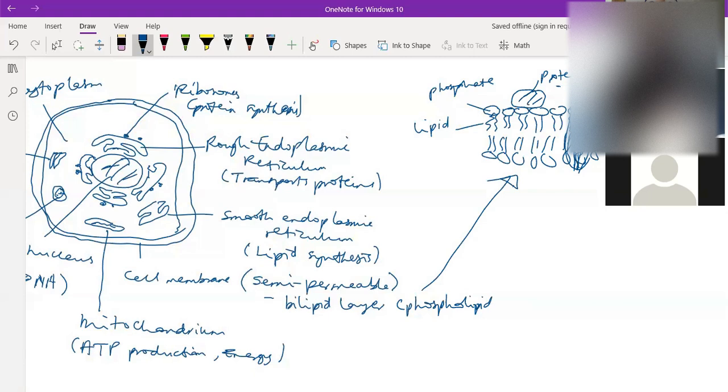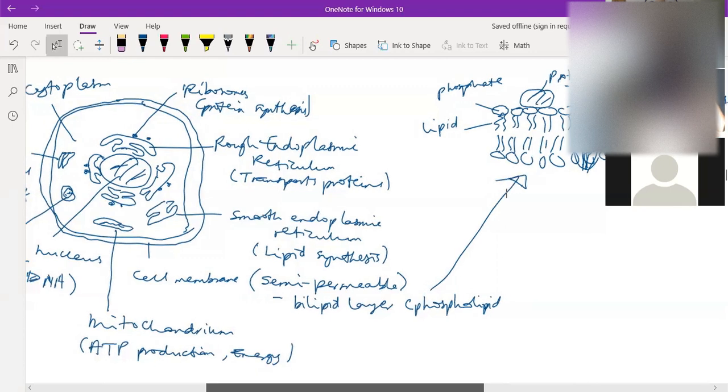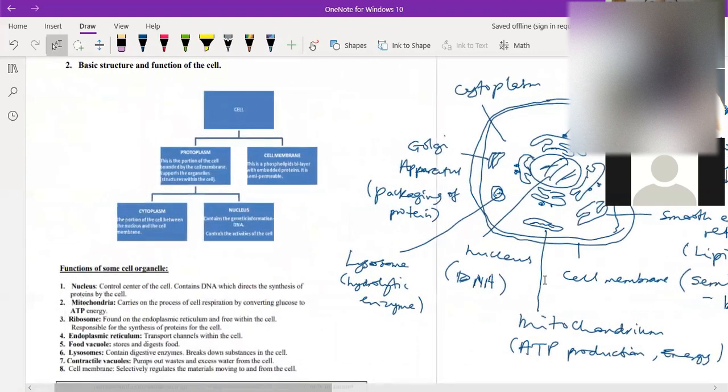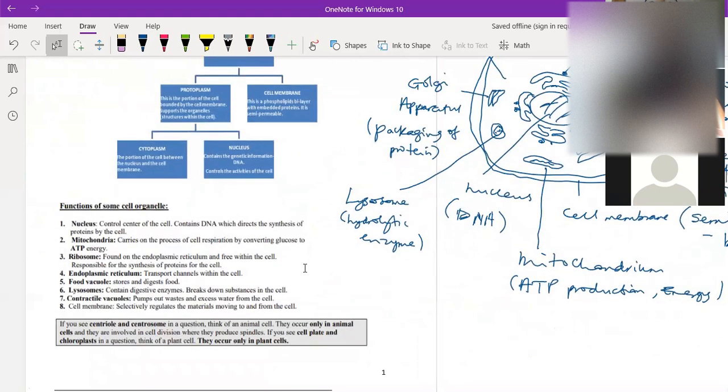So this is a quick overview of how a general cell looks. Let's go back to the notes here. This is a summary of all that I've said. The endoplasmic reticulum has transport channels within the cell, they transport proteins. The food vacuole stores and digests food. The contractile vacuole pumps out waste and excess water from the cell. And the cell membrane is selectively permeable, in other words, it selectively regulates the materials moving in and out of the cell.